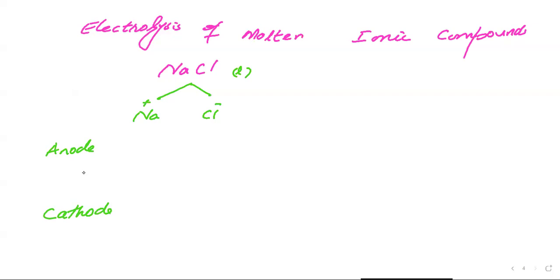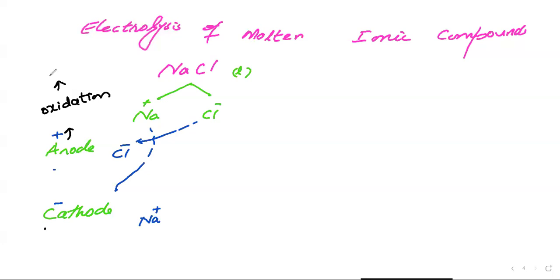Remember, anode is positive electrode. So negative ion, chloride ion will migrate toward anode. Cathode is negative electrode. So positive ion will migrate toward cathode. What happens at anode? Oxidation. What is oxidation? Loss of electron. So guys, here you can see there is going to be loss of electron.